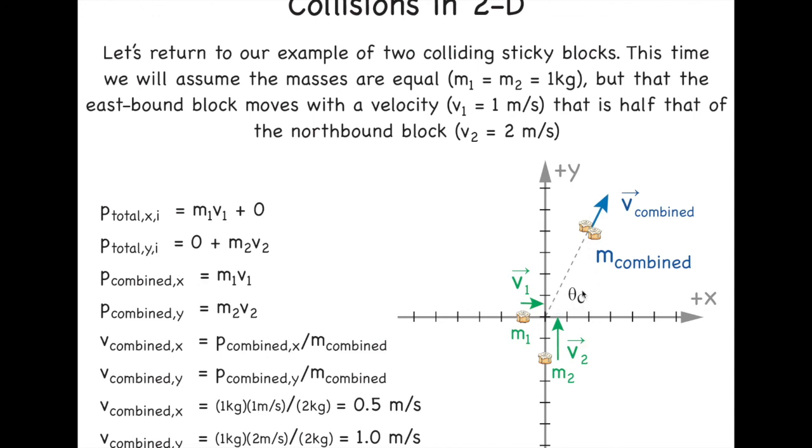So the combined mass is moving faster in the y than it is in the x, which makes sense because the block that was moving in the y direction was moving faster in the initial condition.